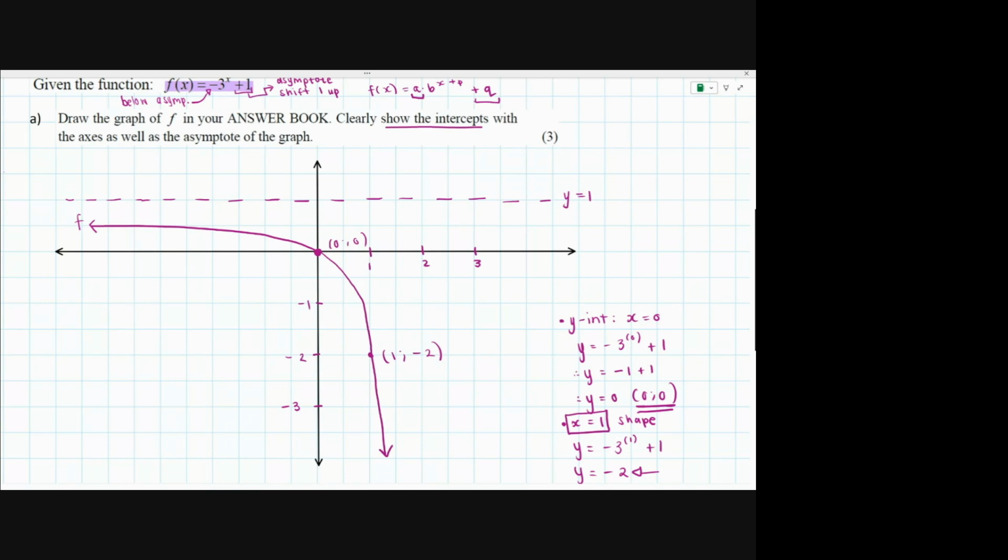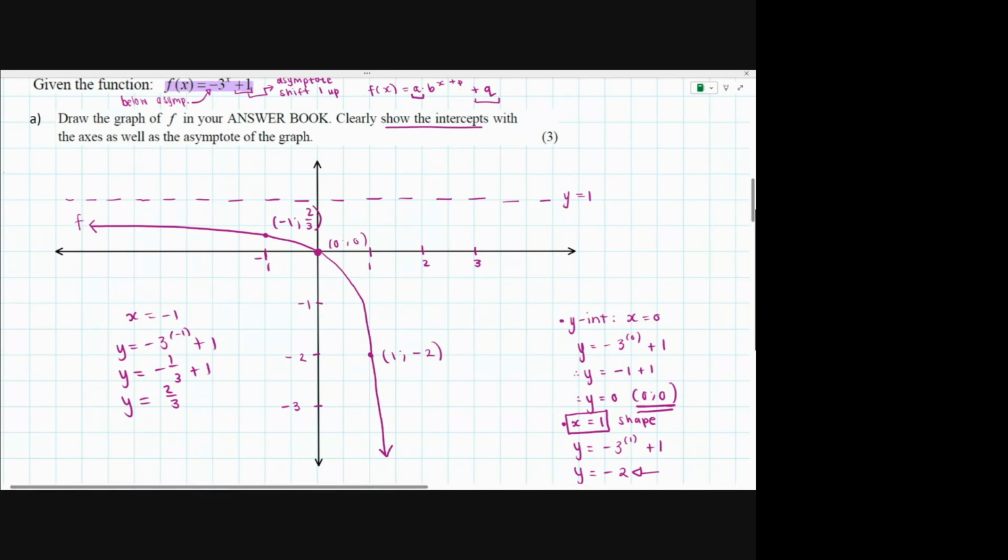Any one. So if you had decided, I don't know, x equals -1, y equals -3 to the -1. Obviously, I've made my life hard now. Plus 1, which is y is equal to -1/3 plus 1. And so y is equal to 2/3. So here at -1, this would be at -1, 2/3. Any coordinate you want just to get the general shape.